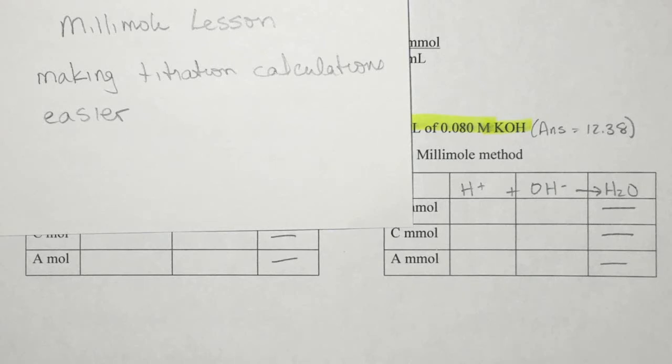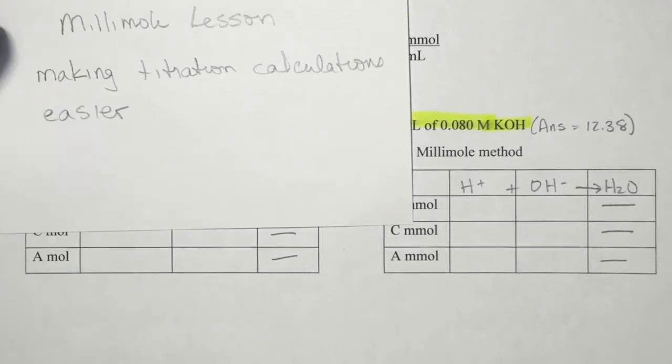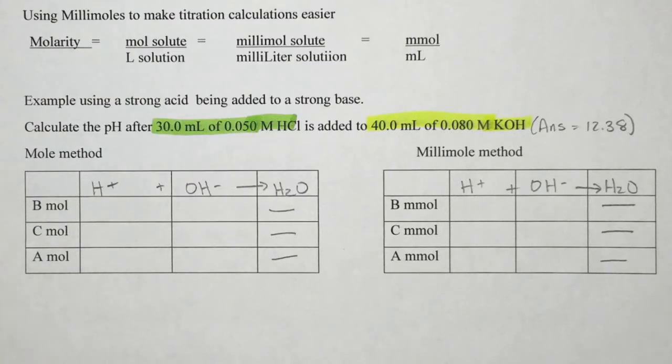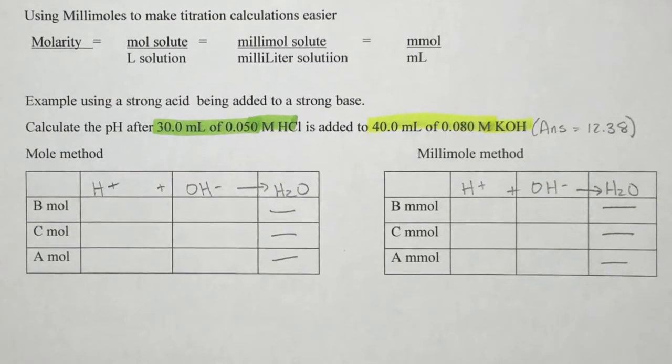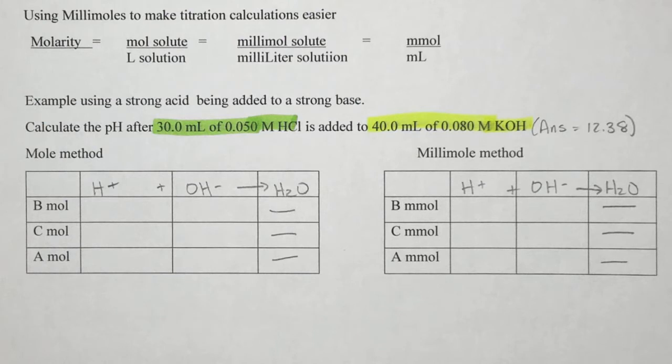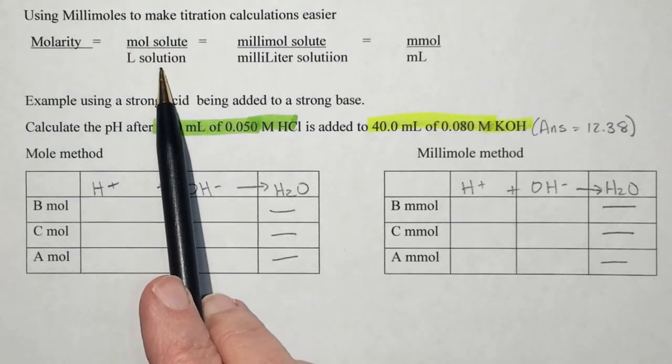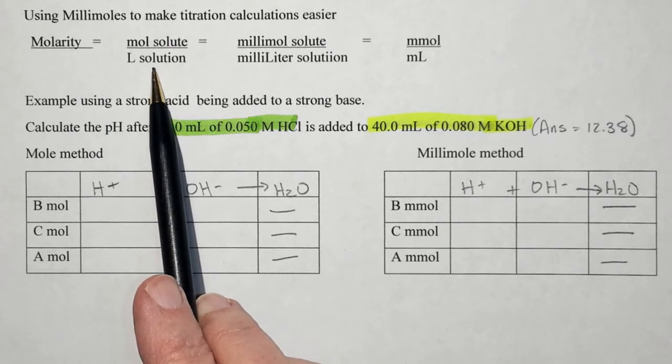This is a short lesson on using millimoles. We're going to find that it's going to make titration calculations easier, especially when we're using BCA or ICE tables. So we know normally that when we're making ICE tables or when we're figuring out molarity, we've always used moles of solute over liters of solution.